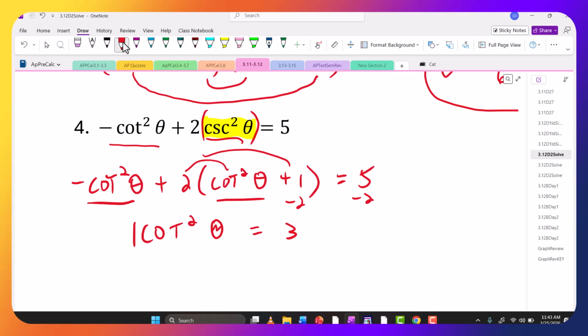What do I have to do when I have a squared, though? What's the opposite operation? Square root. And when I square root both sides, yes, he's raising his voice because I'm sick of this mistake.